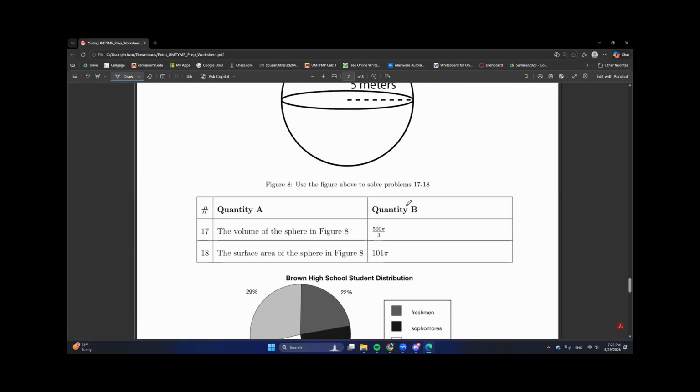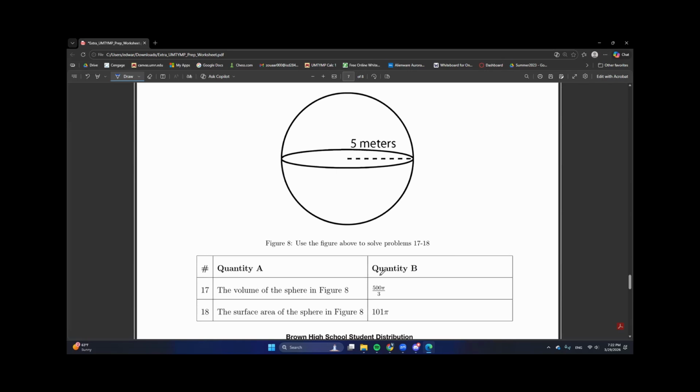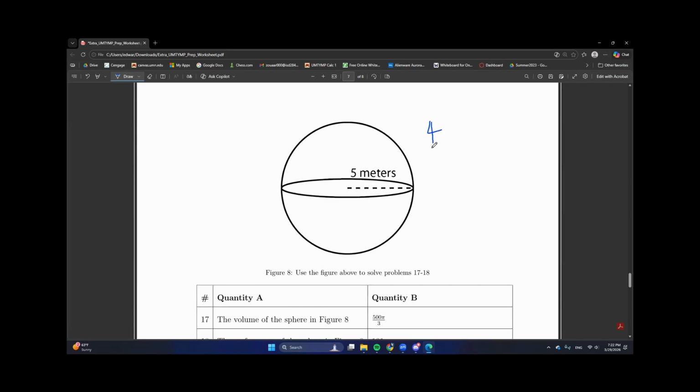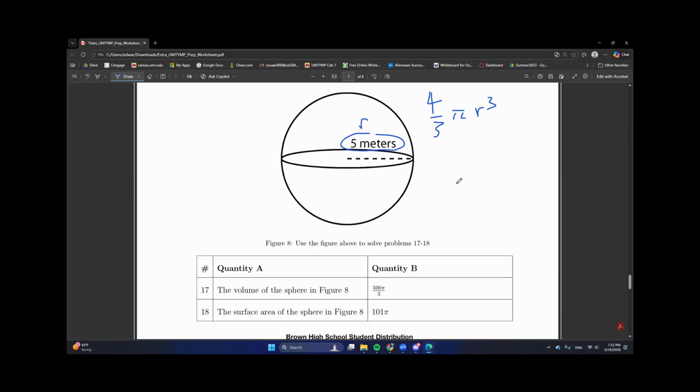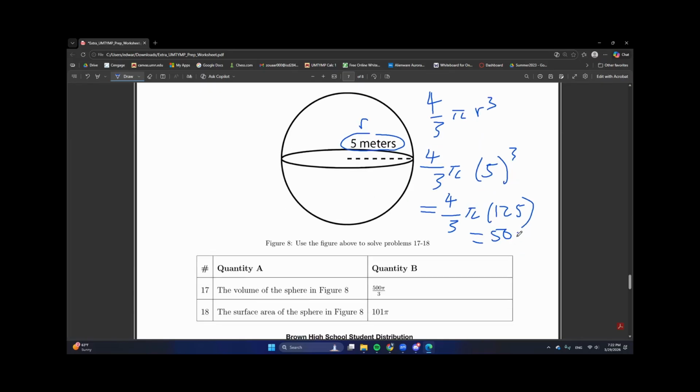Now, for question 17, we want to find the volume of the sphere, or this quantity right here. So remember, the volume of a sphere is 4/3 pi r cubed. And here, r is 5. So let's just plug 5 in. We'll have 4/3 pi times 5 cubed. And this will be 4/3 times pi times 125. Now, 4 times 125 is 500. So we'll have 500 pi over 3. So the answer is C.